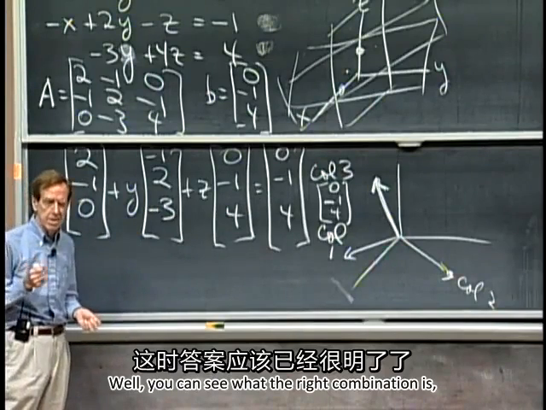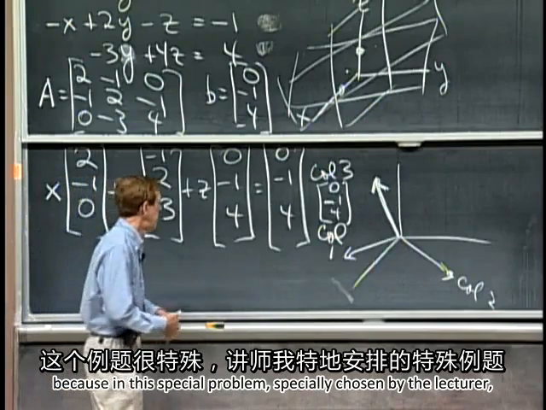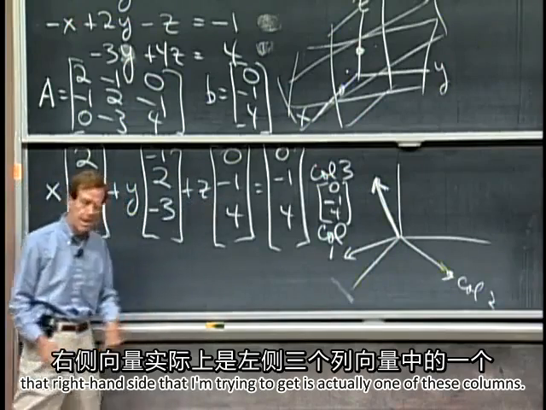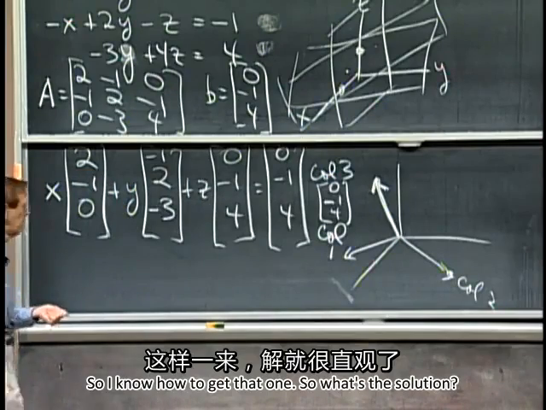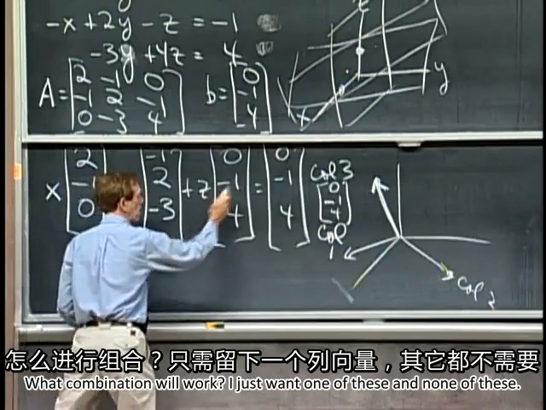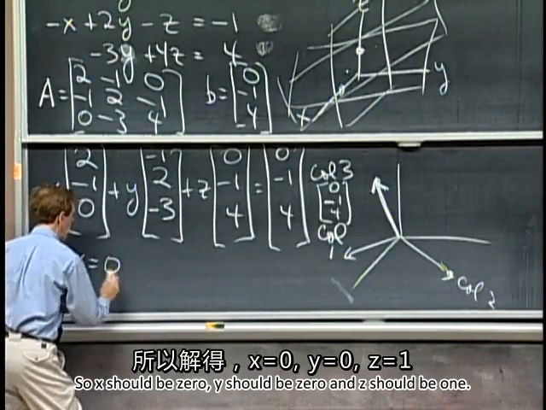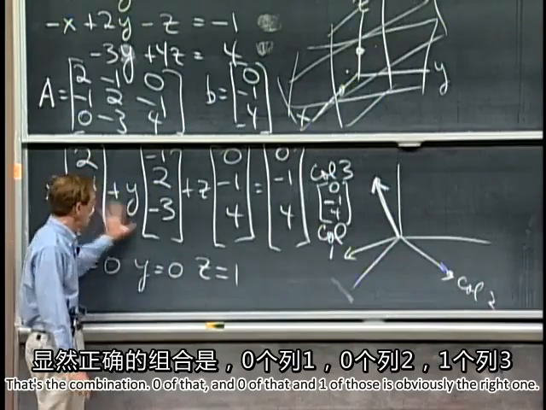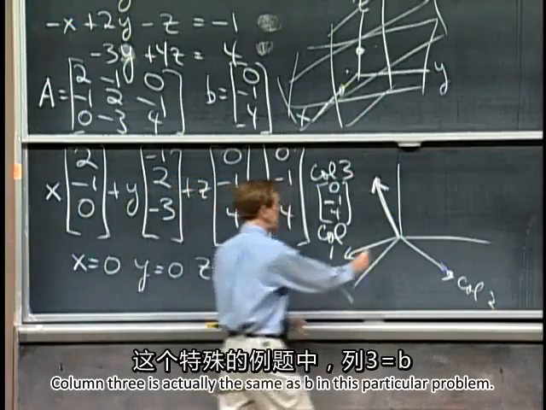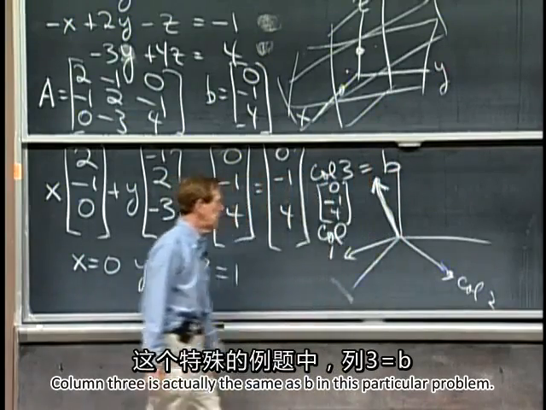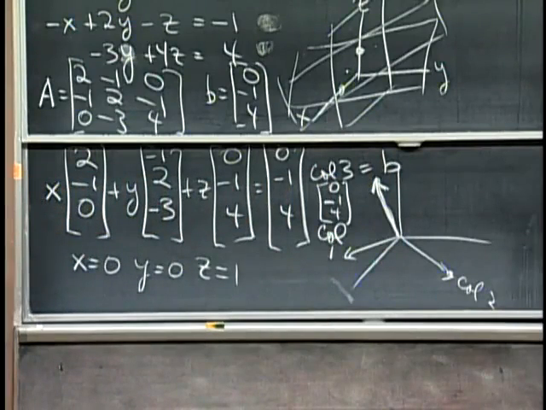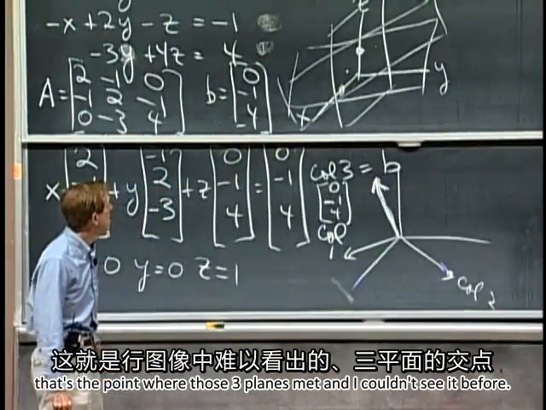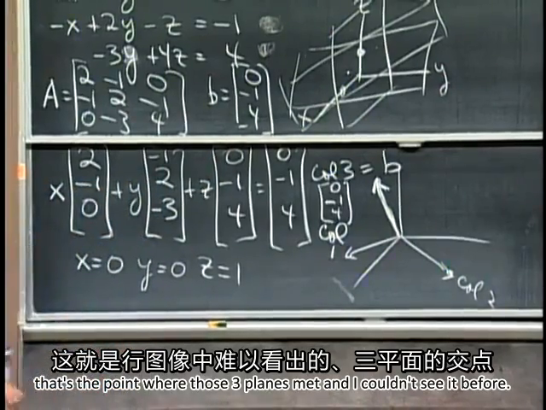Well, you can see what the right combination is, because in this special problem, especially chosen by the lecturer, that right-hand side that I'm trying to get is actually one of these columns. So I know how to get that one. So what's the solution? What combination will work? I just want one of these and none of these. So x should be 0, y should be 0, and z should be 1. That's the combination. None of that. One of those is obviously the right one. So this column 3 is actually the same as b in this particular problem. I made it work that way just so we would get an answer, 0, 0, 1. So somehow that's the point where those 3 planes met, and I couldn't see it before.